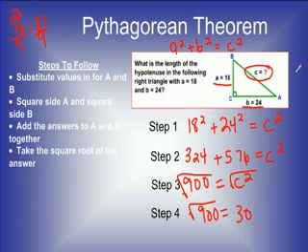Now the square root key on your calculator can be found right above the x squared key. And to get that, you're going to have to hit the second key and then the x squared key. And then on your calculator screen, you'll see the square root symbol come up.